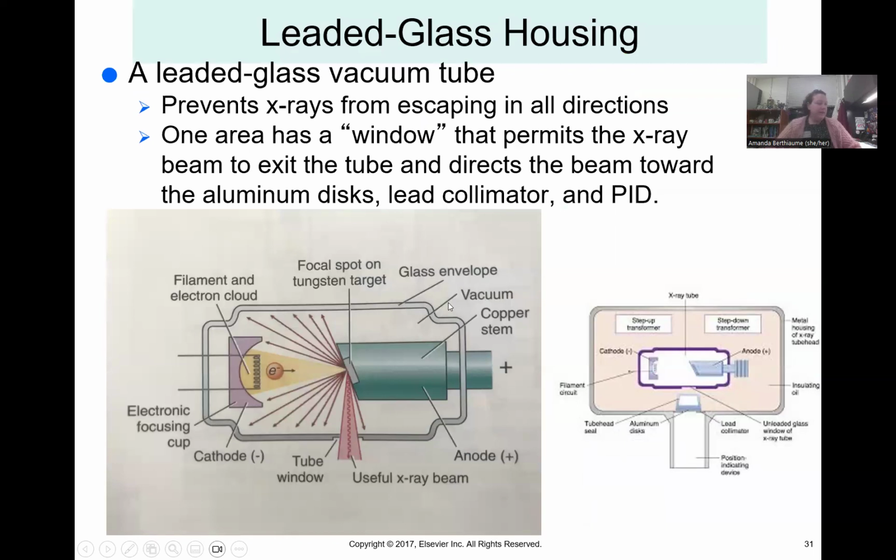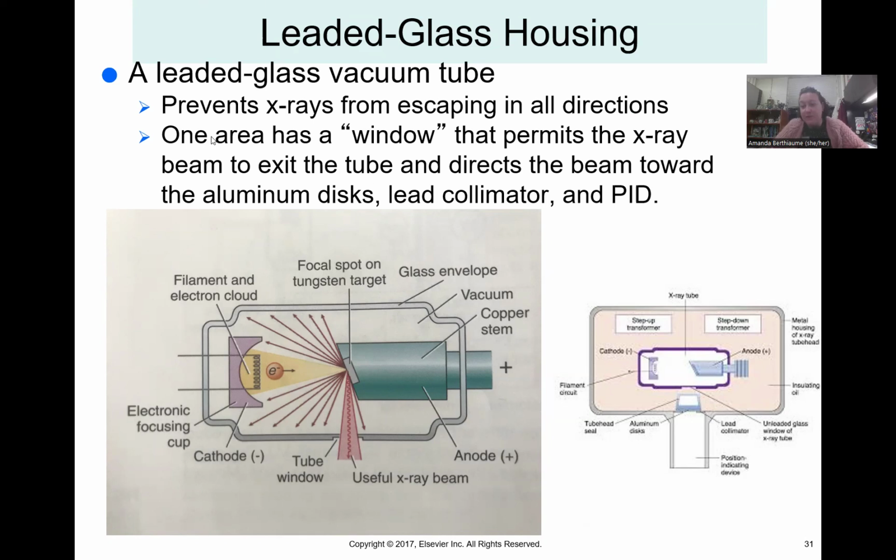So the lead glass housing, so again, here with the anode, prevents X-rays from escaping in all directions. If it goes everywhere, scatters about, we're not going to get the density we need. We're not going to get the radiation that we need. So that leaded glass vacuum tube really points it in the right direction. It's called a window, and it permits the X-ray beam to exit the tube and directly towards the aluminum discs through the lead collimator and through the PID.